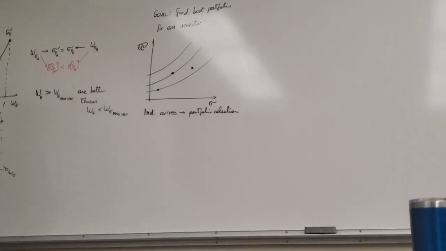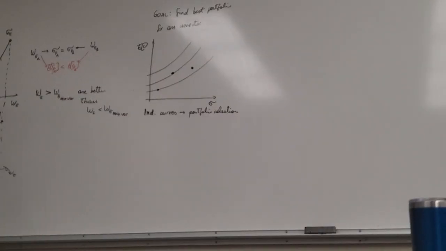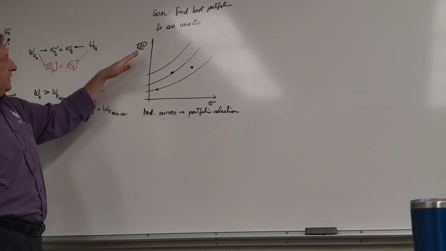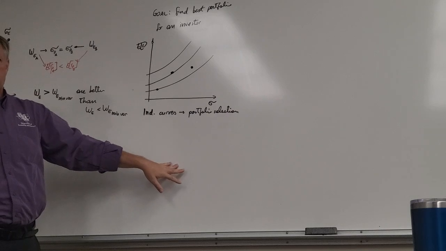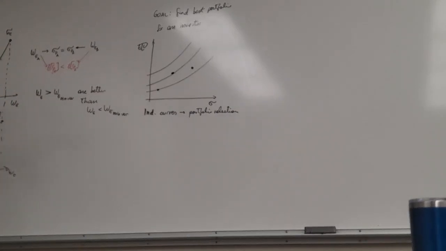So we need to do the same thing here. We want to figure out what is the best portfolio for an investor in this setting. We are dealing with two risky assets. The problem is that this graph is risk as a function of weight, and this graph is expected returns as a function of weight. The universe of indifference curves is expected returns as a function of risk. So how can we change this graph into that?